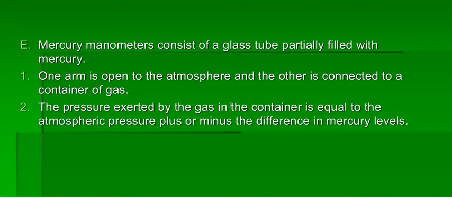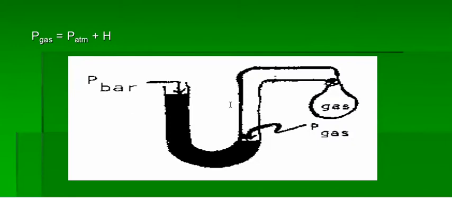A mercury manometer consists of a glass tube that's partially filled with mercury. Now a manometer measures gas pressure. One end of the manometer is open to the atmosphere, the other is connected to a container of gas, whatever gas we want to measure the pressure of. The pressure of the gas in the container is equal to the atmospheric pressure plus or minus the difference in mercury levels. So here's what a manometer looks like.